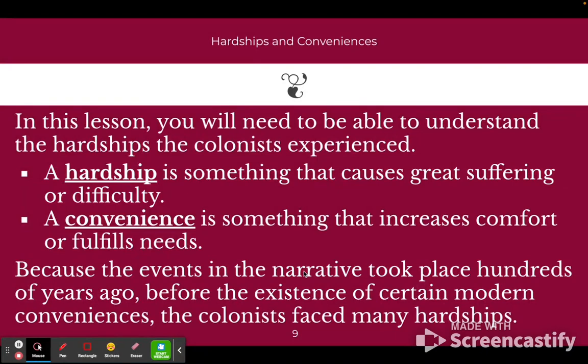So you need to be able to understand hardships that were experienced in order to understand this lesson. So a hardship is something that causes great suffering and difficulty, and a convenience is something that increases comfort and fulfills needs. Both of these are happening, and you need to be able to pick out when they're happening. Because the events in the narrative took place hundreds of years ago, before the existence of modern conveniences, there were a lot of hardships.